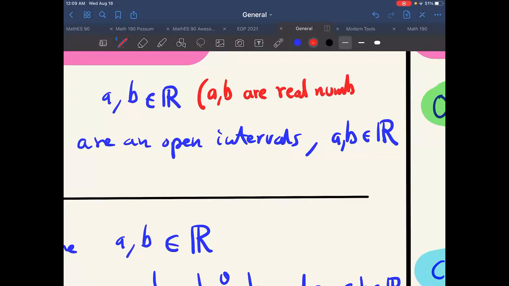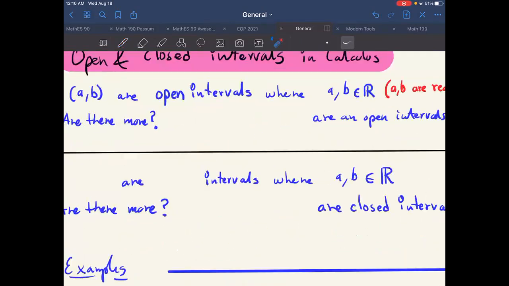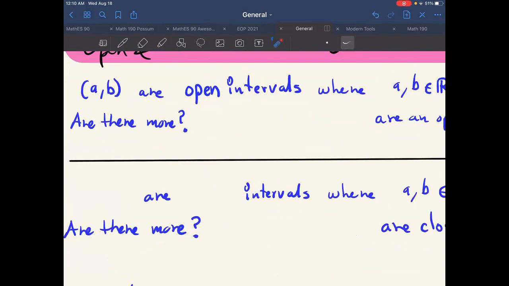So we're going to shorten the notation. When we want to write that, we just write this: a and b belong to the real numbers. This is the set of real numbers. So this means a and b are real numbers. All right. So (a, b) are open intervals.